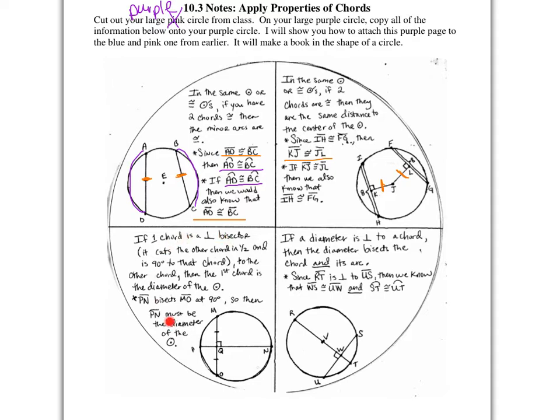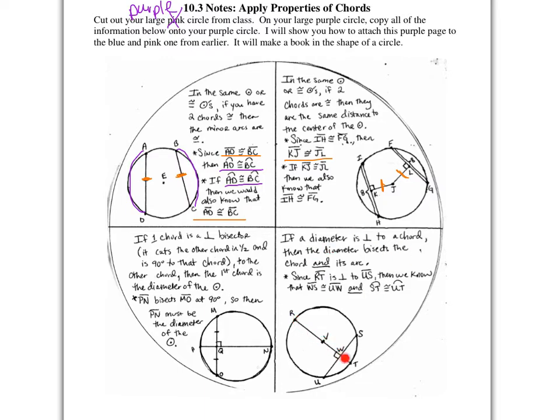In this corner down here is if one chord is a perpendicular bisector to another chord, so notice it's perpendicular and it bisects that other chord, then we know that PN, so that original chord, has to be the diameter. So this is kind of the exact opposite.